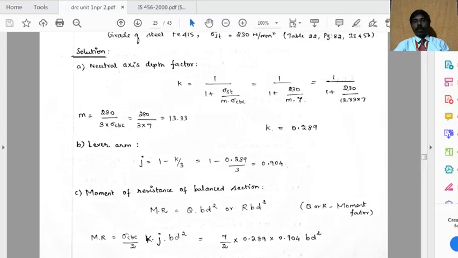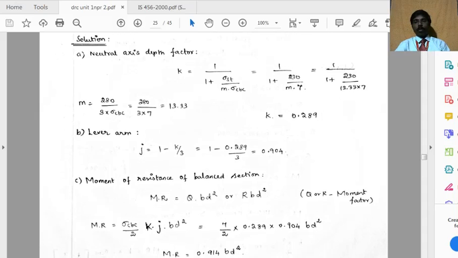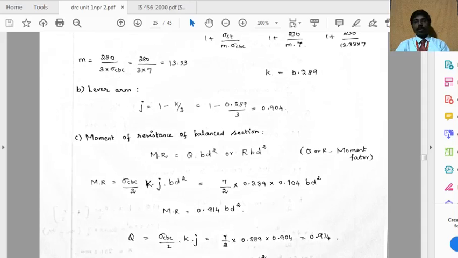After calculating the neutral axis depth factor K, we have to find out the lever arm factor J. By knowing the value of K, we can substitute it in J. J is equal to 1 minus K by 3, which is equal to 1 minus 0.289 divided by 3. We get 0.904.